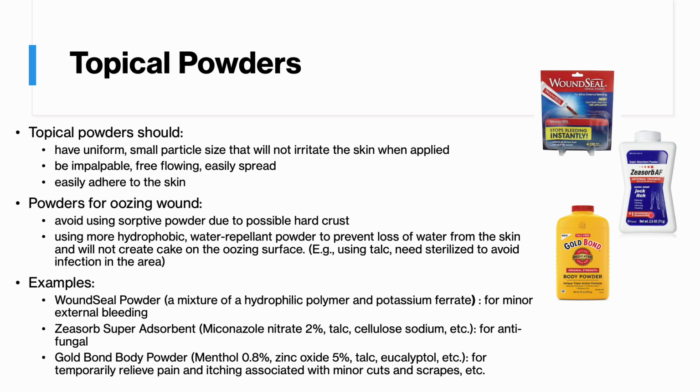Z-Absorb super absorbent. This is an antifungal drug. It contains miconazole nitrate and some other excipients like talc, cellulose, sodium. Another one is Gold Bond body powder. The Gold Bond body powder includes menthol and zinc oxide and some excipients like talc, eucalyptus. This helps temporarily relieve pain and itching associated with minor cuts and scrapes. And this powder is applied directly on the skin.